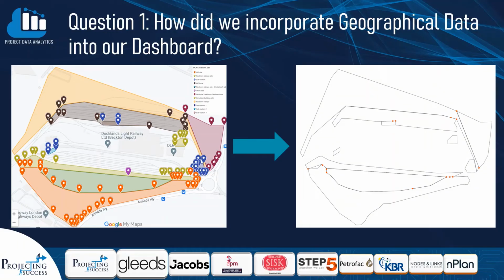To incorporate geographical data into our dashboard, we input location data into Google Maps to make an area map of the site. File conversion of this map needed rendering to allow easier integration with Power BI. By linking this area map with a risk score, we could view the risk of projects being affected on different areas of the site on the dashboard itself.